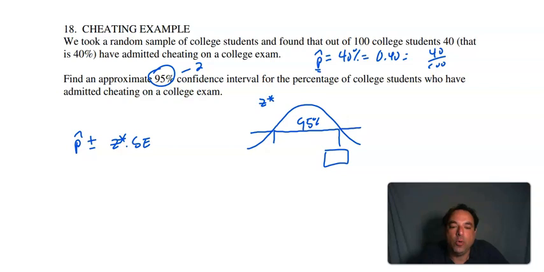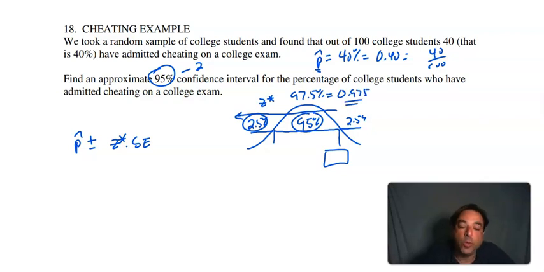Now, if we think about it, the whole curve is 100%. So if we do 100 minus 95, that's 5%, but there's two sides. So 2.5 and 2.5. So if you add that up, 2.5 plus 2.5 is 5. 5 plus 95 is 100. So the area to the left would be the 95 plus the 2.5, which would be 97.5%, or 0.975. So if we work backwards, use that percent to the left, then we can find the z-star.